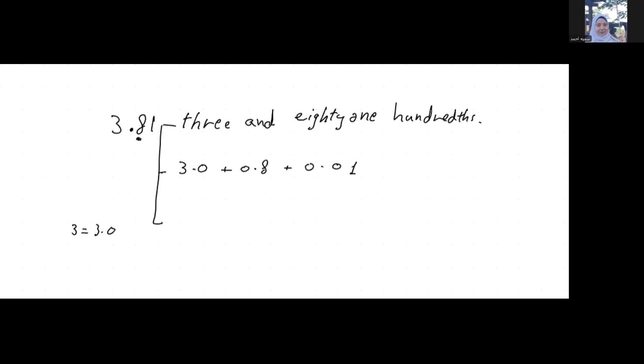We can write this number also by its units. We can write 3 whole plus 8 tenths plus 1 hundredth.